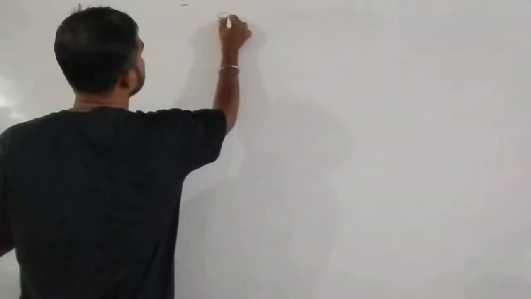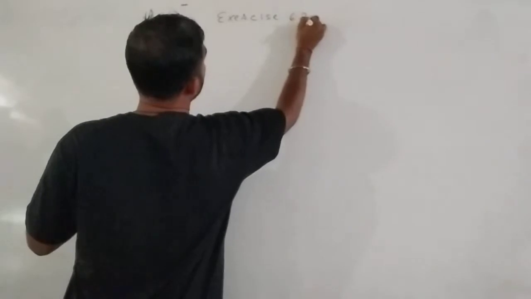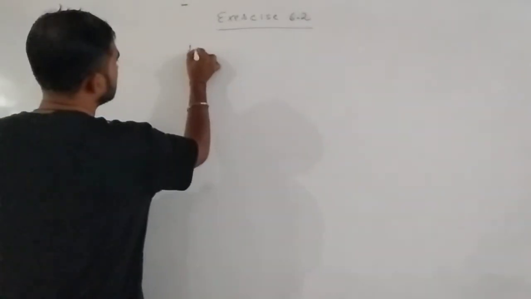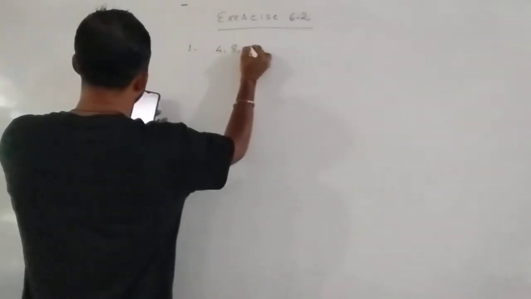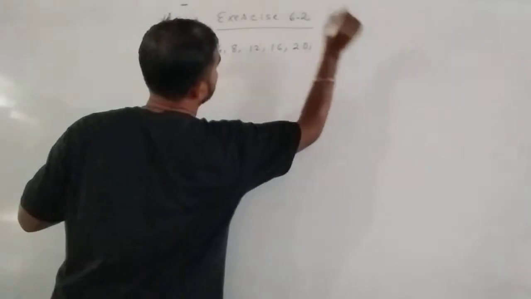Now see, the first question is Exercise 6.2. The first question is: choose the arithmetic progression from the following sequences. The first sequence is 4, 8, 12, 16, 20, this one.